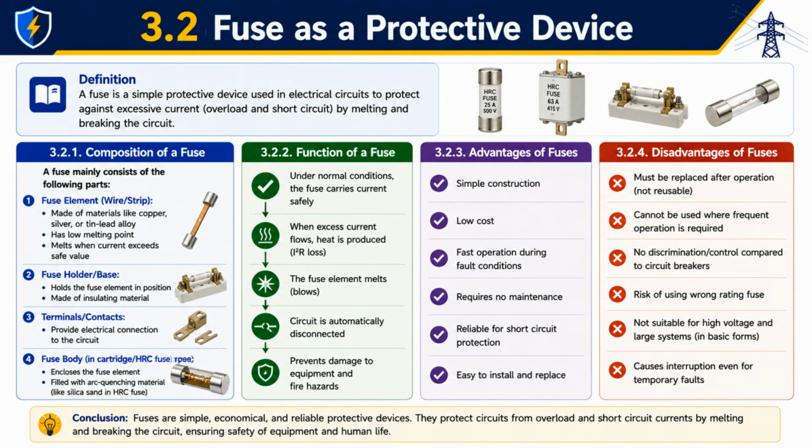Definition. A fuse is a simple protective device used to protect electrical circuits from overload and short circuits. It works by melting and breaking the circuit when excessive current flows. Composition of a fuse. A fuse consists of 4 main parts. Fuse element, made of copper, silver, or tin-lead alloy. It melts when the current exceeds the safe limit.